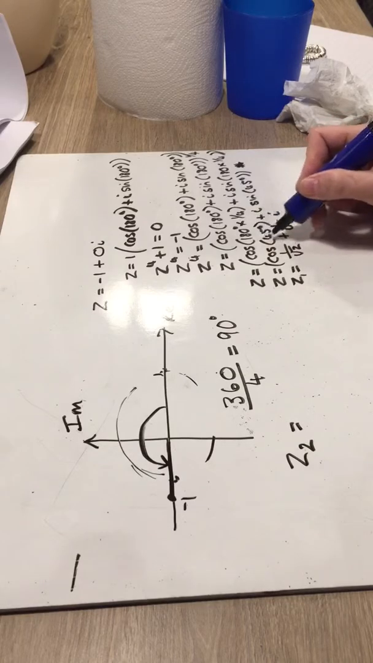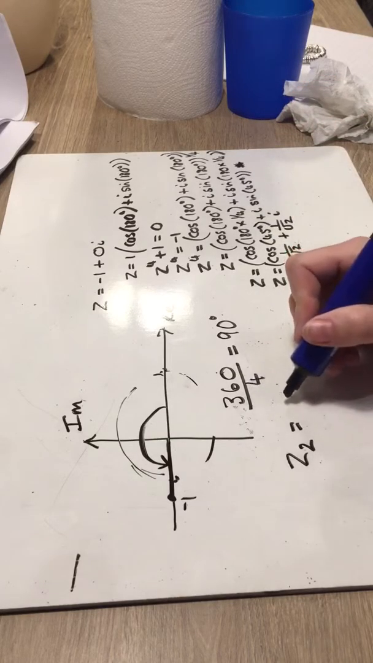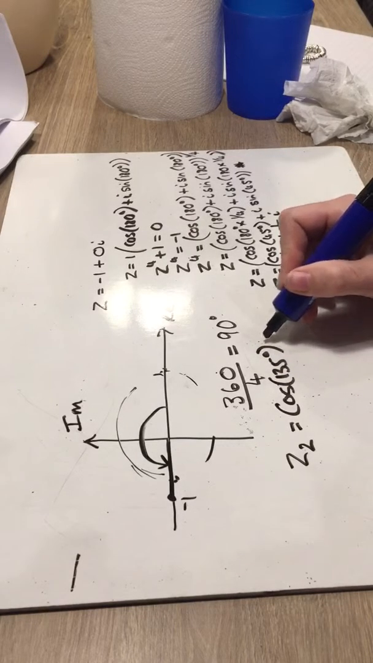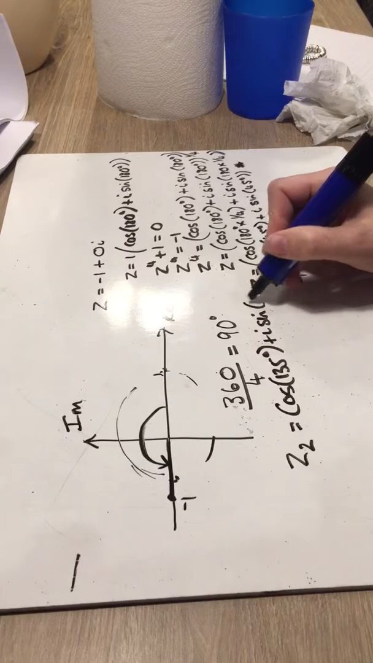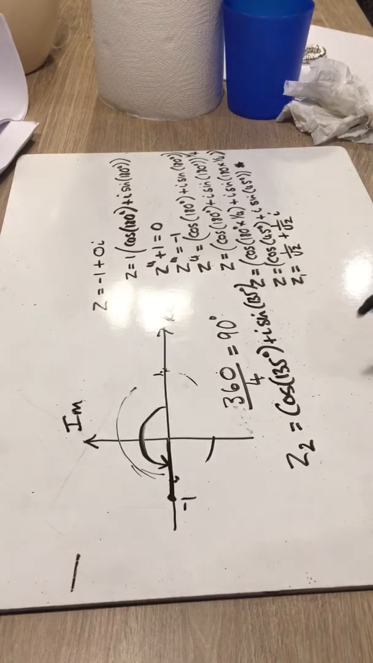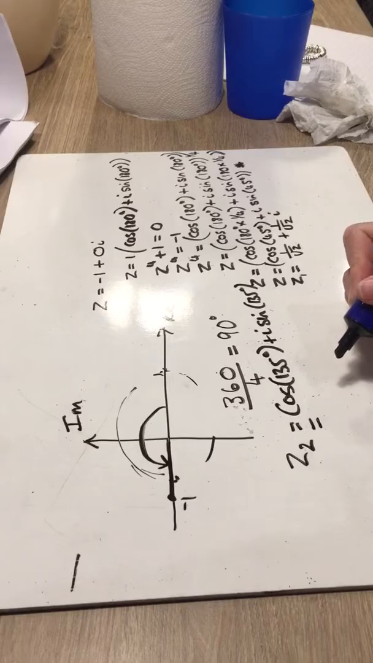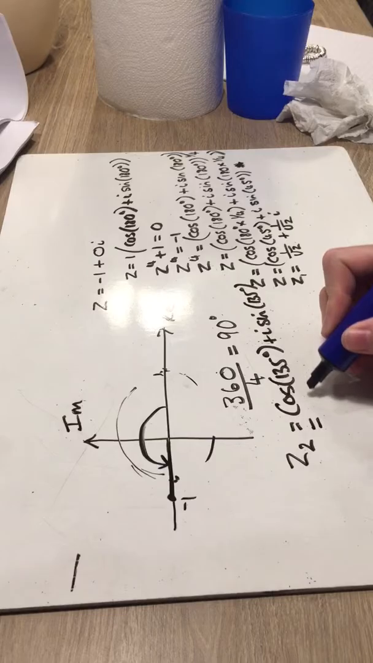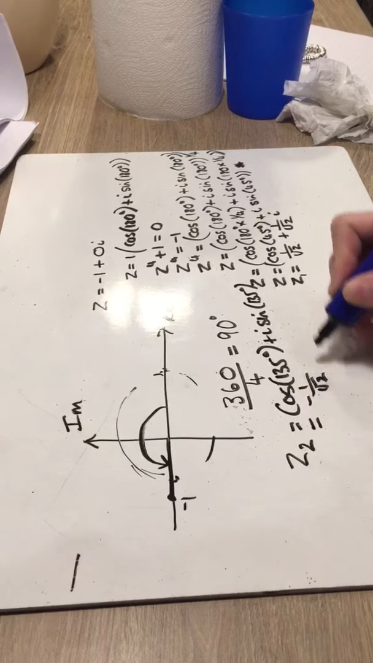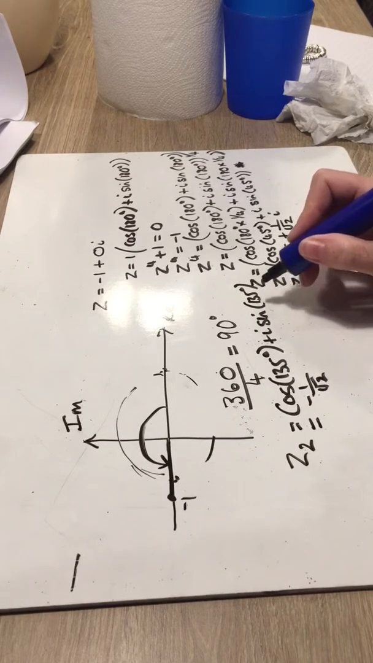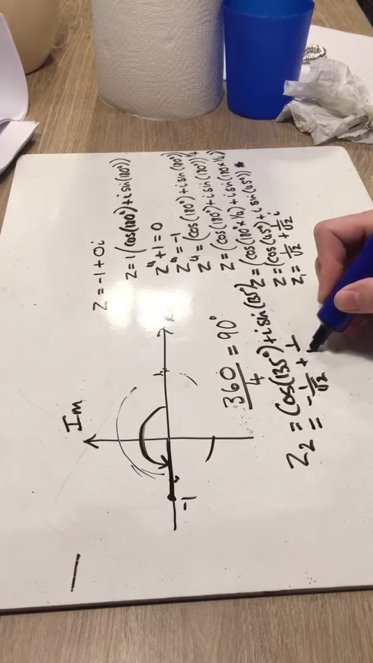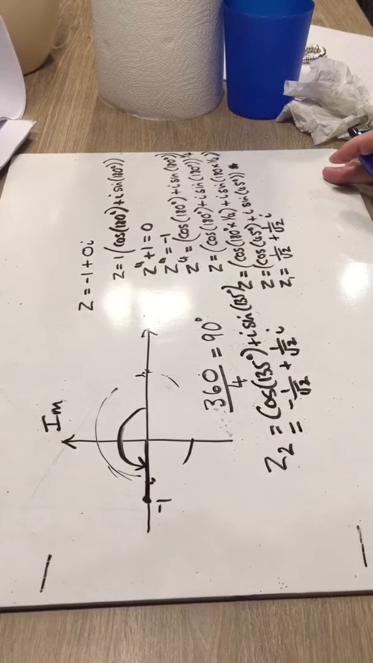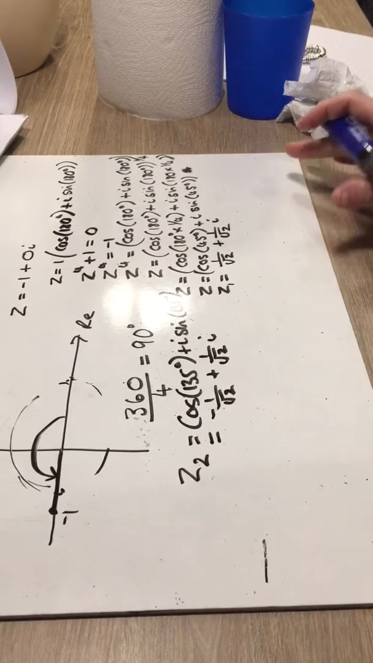So z2, I'm just going to add 90 on to 45, and it will be cos 135 degrees plus i sine 135 degrees. Okay, so that's in polar form, but to change it back into Cartesian form, I'm just working out what those are. So cos 135 is minus 1 over root 2, and sine 135 is plus 1 over root 2. Okay, so that's our first 2 solutions. So I'll just move this up a wee bit.